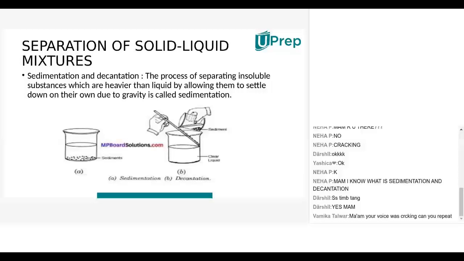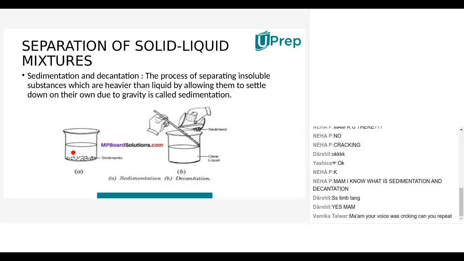When we go to the decantation process, decantation is nothing but separation of sand from water. We just decant the liquid from the sediment without disturbing it. The leftover sand from the separation is nothing but sediment. This process is known as decantation, and that process is known as sedimentation. Sedimentation means when we dissolve the sand in water, we leave the solution aside without disturbing it and let it settle at the bottom. That is known as sedimentation.